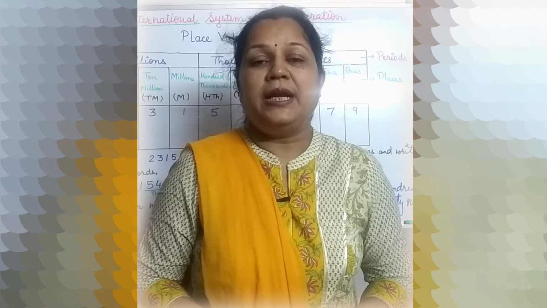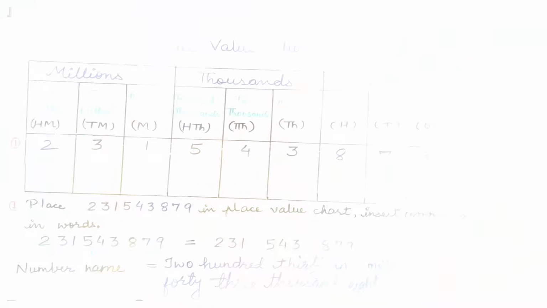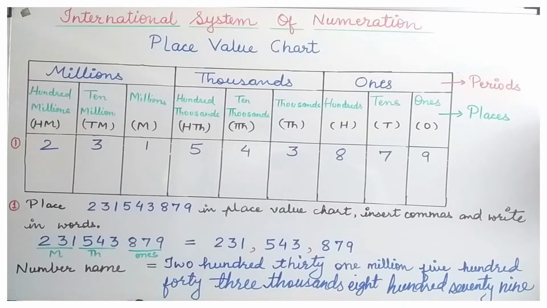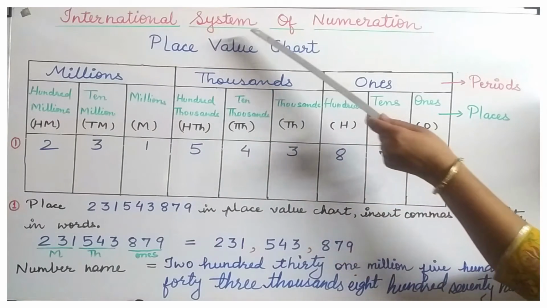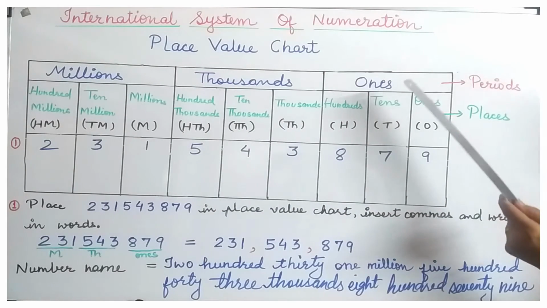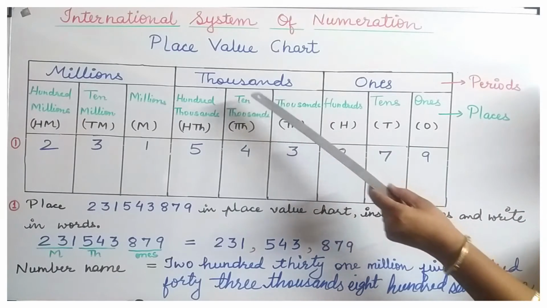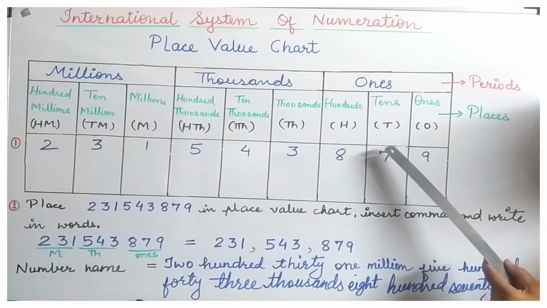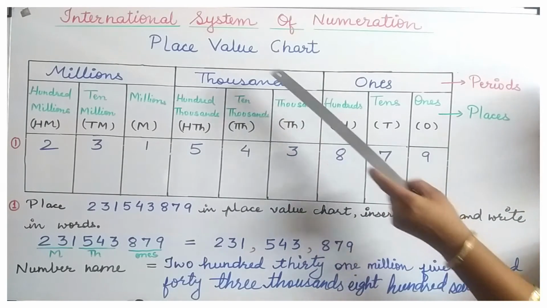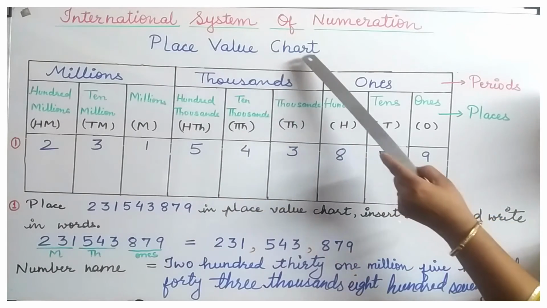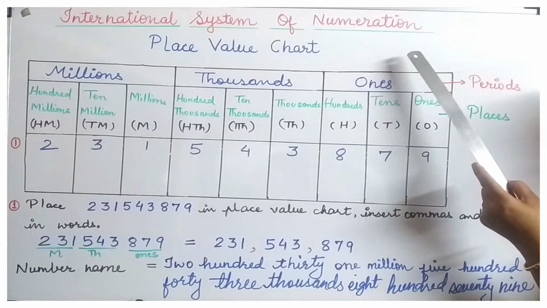Our topic is International System of Numeration. Let's begin. Children, you have already learned about the Indian system of numeration. Now let us understand the International System of Numeration. It has 3 periods and every period is having 3 places. Now understand what is the place value chart of the International System of Numeration.